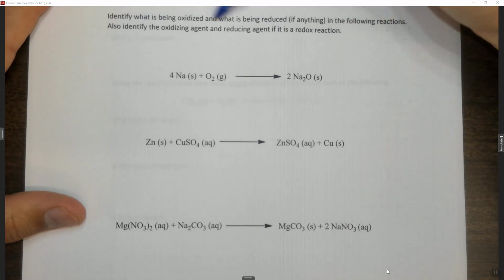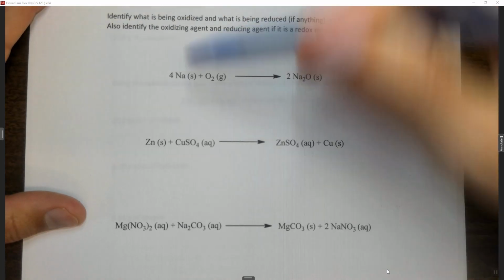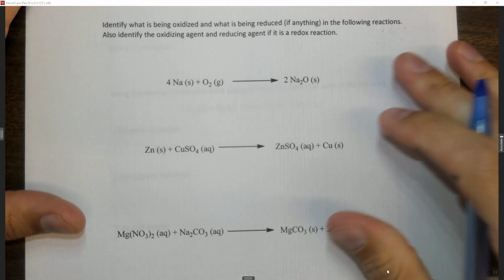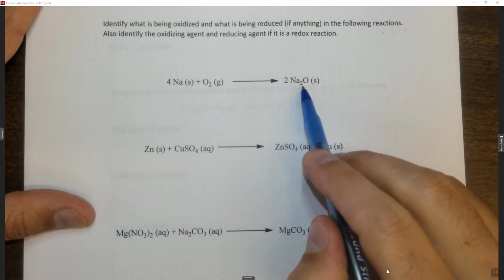It says, identify what is being oxidized and what is being reduced, if anything, in the following reactions. Also identify the oxidizing agent and the reducing agent if it is a redox reaction. So if you haven't watched the previous question, please do that first. So here we have Na plus O2 yields Na2O.